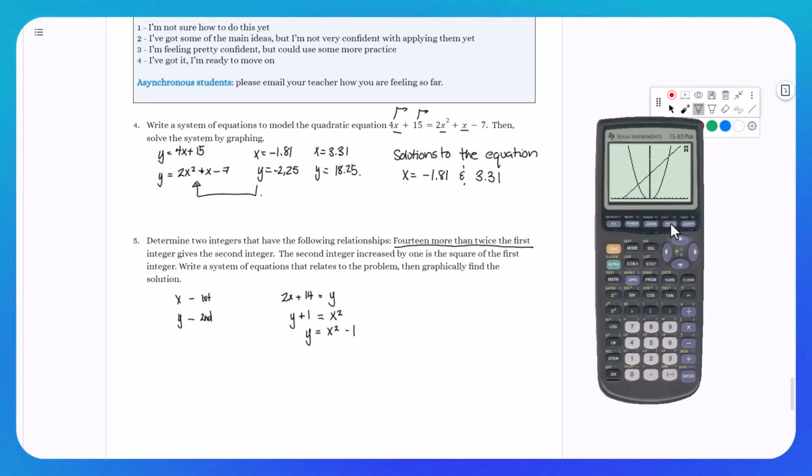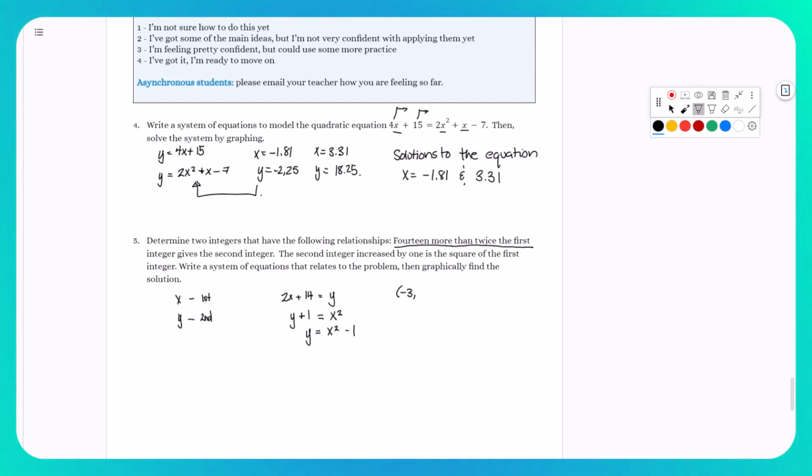So I go second, trace, 5 for intersect. Now I want to get closer to one than the other. That's going to tell me I'm going to look for this one over here. So the first one is -3 and 8. So let's write that down. That's one solution. -3 and 8.